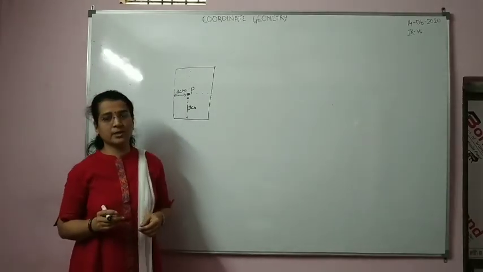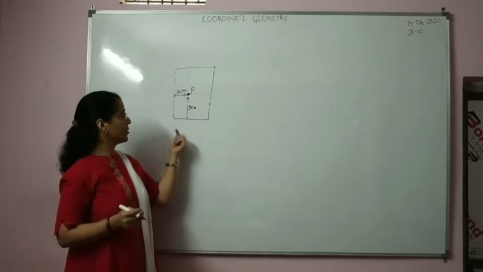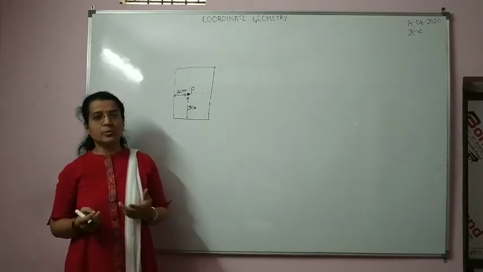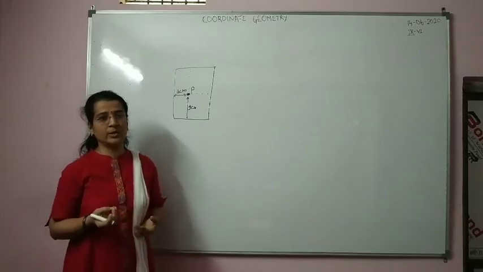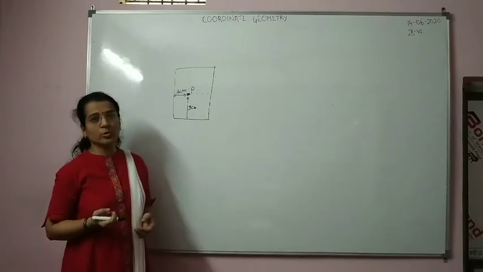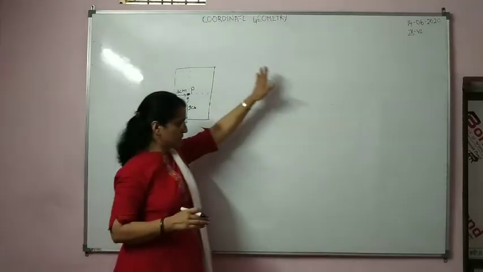One piece of information is not sufficient to locate the point. This is the need of coordinate geometry. So what is coordinate geometry? Coordinate geometry is nothing but the location of a point in a plane. So to locate the point in a plane, suppose this is your plane.